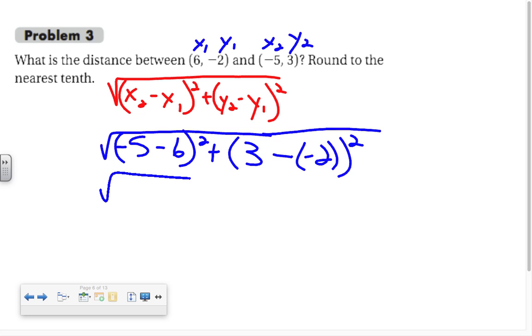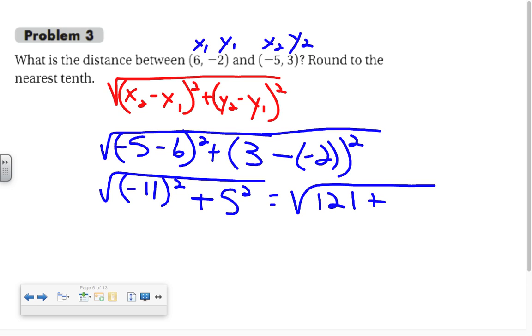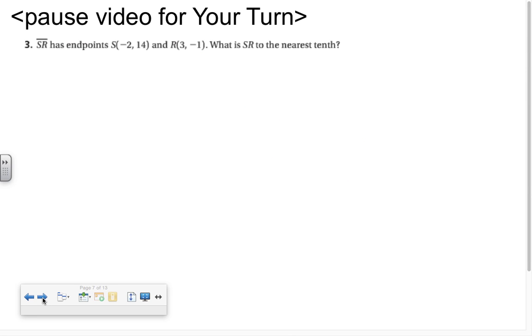And then you're just cleaning things up. This is negative 11 squared plus 5 squared. When you square a negative number, realize what you're doing. You're taking a negative times a negative, which I hope you remember is a positive. So you have the square root of 121 plus 25, square root of 146, and the instructions said round to the nearest tenth. So in your calculator, you take the square root of that and get 12.1. Take a moment to work through the your turn.